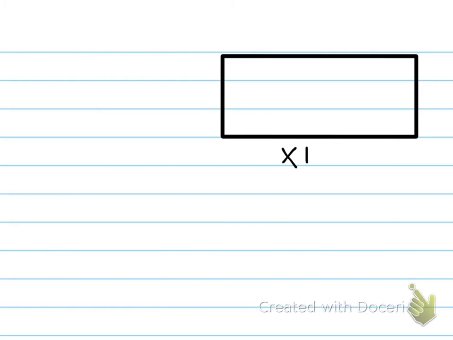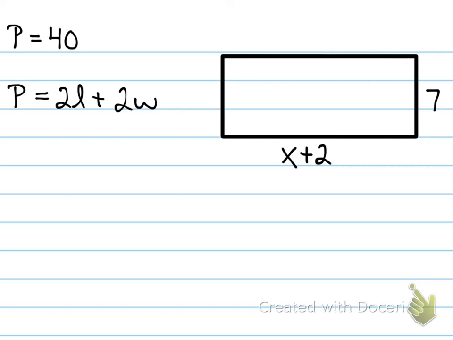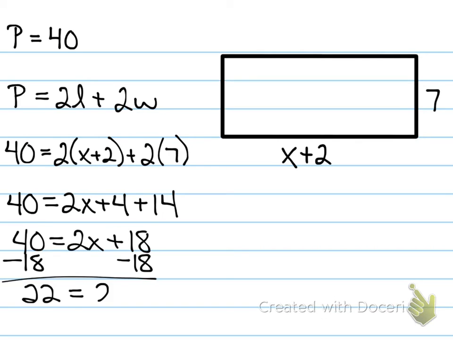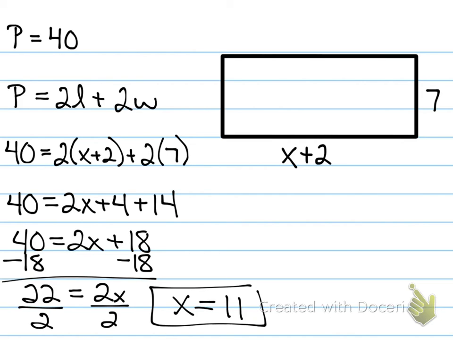Okay, one more thing I want to cover. You have a couple of perimeter problems on your homework tonight, okay? So I want you to go ahead and you don't necessarily have to draw the shape, but I want you to make the substitutions into the formula. So you know the length and the width and the perimeter. I want you to make your substitutions. Okay, so I make my substitutions. I distribute and simplify. And then I solve my two-step equation, x equals 11. Did you get it? 11. All right.